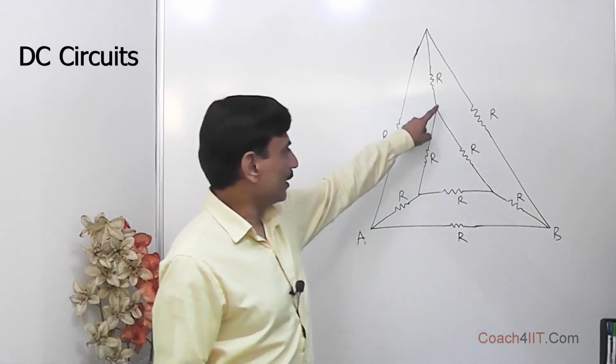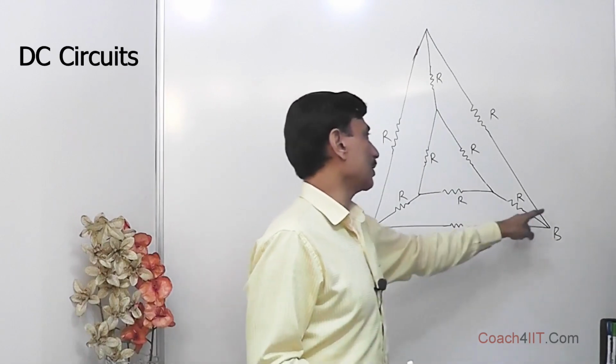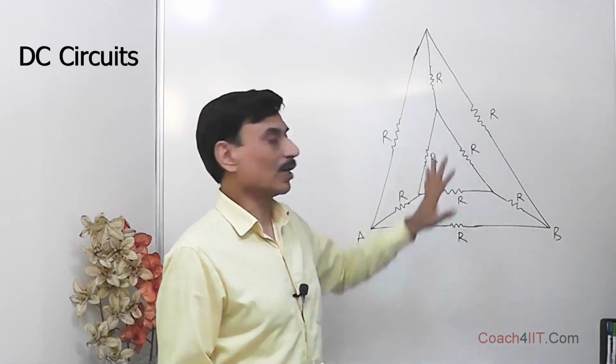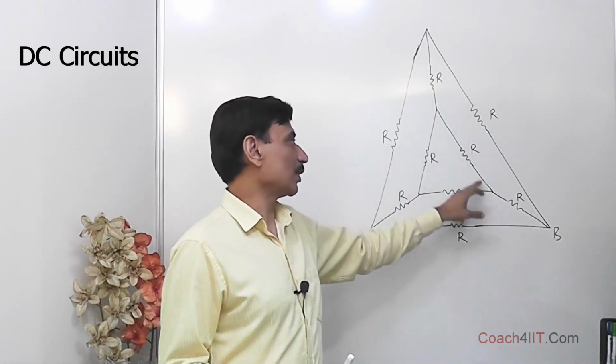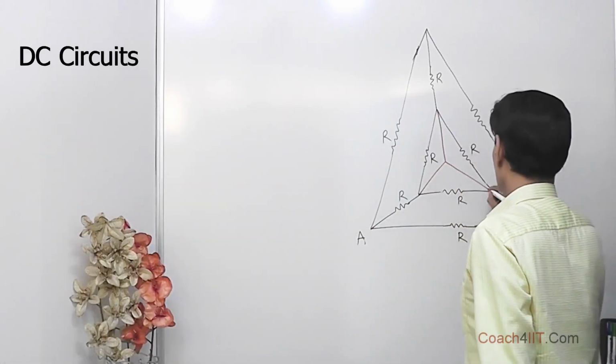So we see over here that is one delta. Though this is bigger, it is also a delta. Let's start with the smaller delta. We can convert this delta configuration into star configuration. So the resistances will be replaced like this.